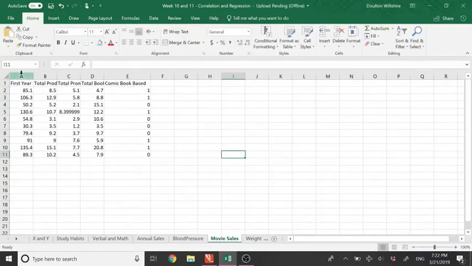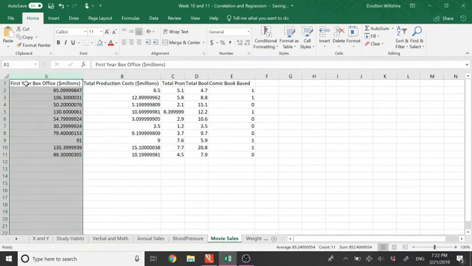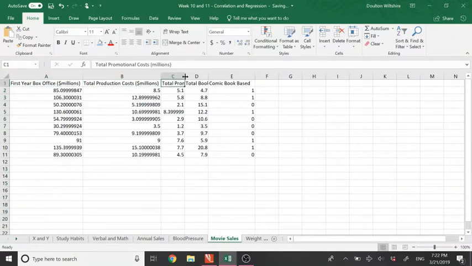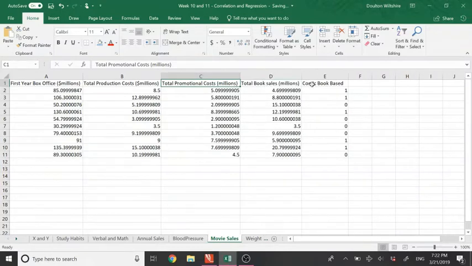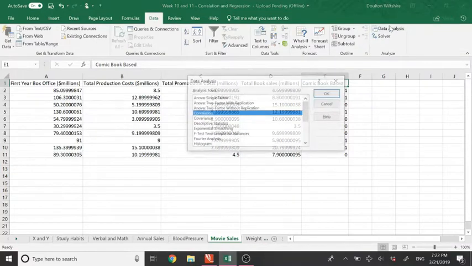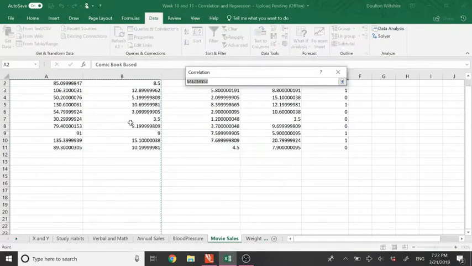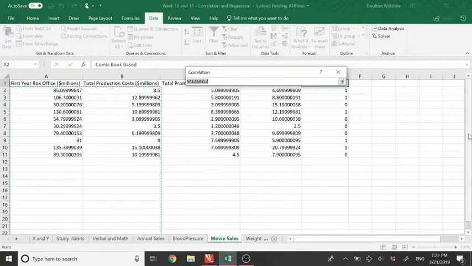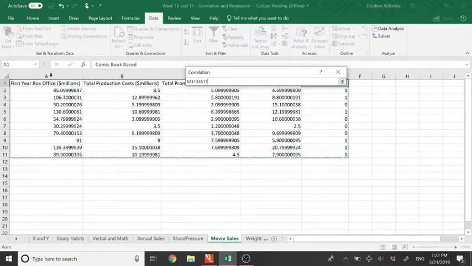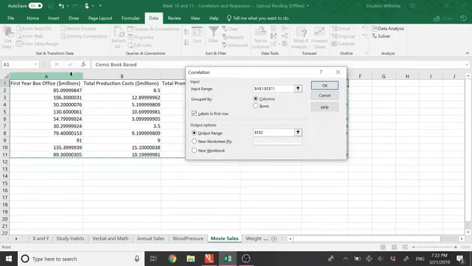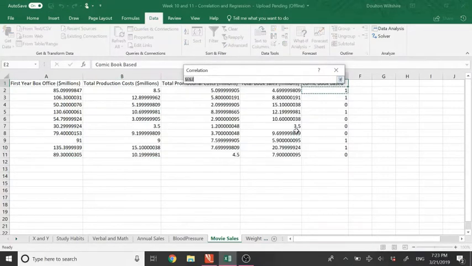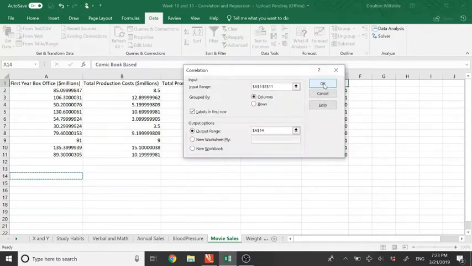So we go over to our movie sales tab. We've got different things happening here. We've got first year box office in millions, total production costs in millions, total promotional, total book sales, and whether or not it was comic book based. So we're going to run this correlation. Again, we're going to make sure we go to our data, data analysis, correlation, and we're only putting in one set of data here. You have to put it in as one big chunk. We just highlight all of the data, and again, you want to make sure that you're highlighting those titles along the top there. Make sure you've got labels in first row clicked off, and I'm going to put this in my worksheet. I'm just going to choose to put it somewhere down here and hit OK.